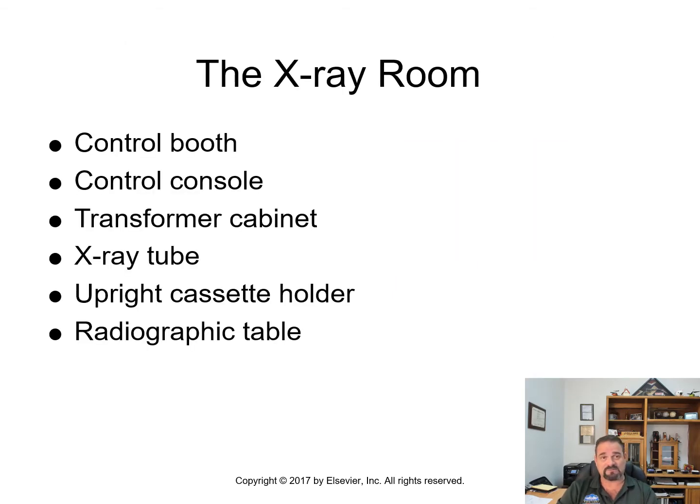All right, so the X-ray room. Well, it's got to have a control booth. These are the basic components. It has to have a control console and a transformer cabinet. You need the X-ray tube, and you need the upright cassette holder and a radiographic table. We're going to break these down and talk about them.